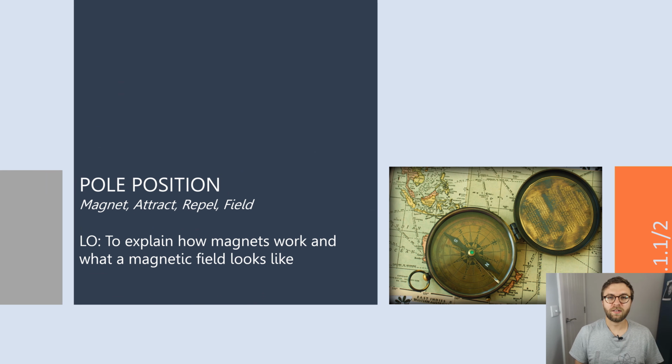The first lesson, the first lecture that we're going to be going through, is going to be talking about magnetism, some of those common words that you might remember from some of the Key Stage 3 studies. We're going to try and understand how magnets work and what a magnetic field actually looks like.